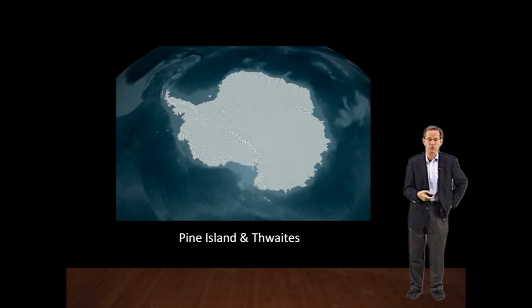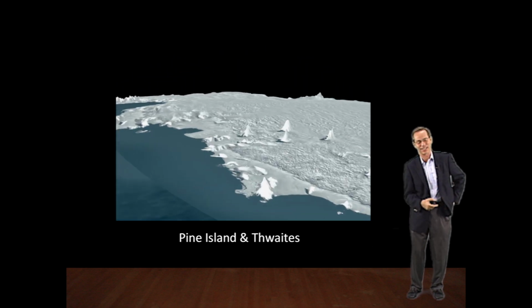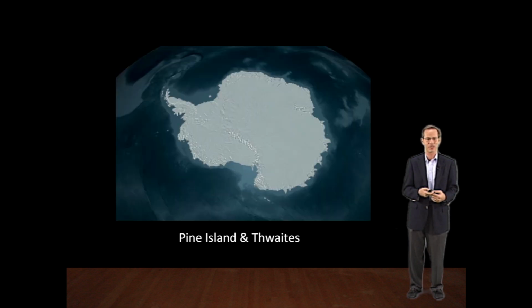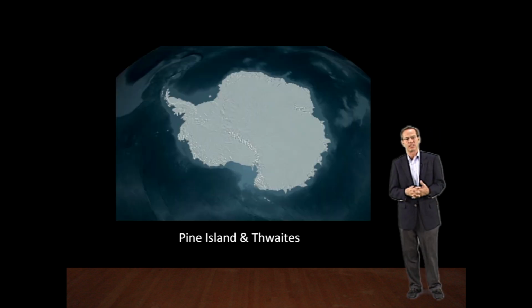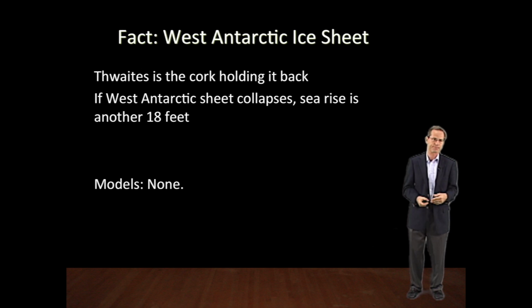I think we can zoom in here and take a look at what we're talking about in the Antarctic. It's that area right there. That's Pine Island and Thwaites. So you can burn that into your memory. That's been in place for some 20 million years. It's melting and thinning at a record pace. If they collapse, just those pieces alone, the sea would in fact rise by 6 feet. Now, we're not saying it's going to collapse, but we should understand that it has a weak underbelly. That's what NASA is saying, and the British Antarctic Survey has said that Thwaites is in danger of imminent collapse. I don't know if that's 10 years, 5 years, but clearly scientists are absolutely concerned. There's no question.